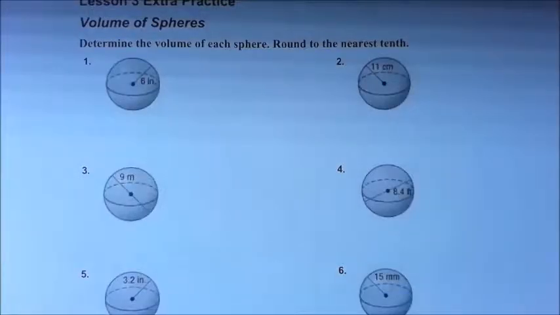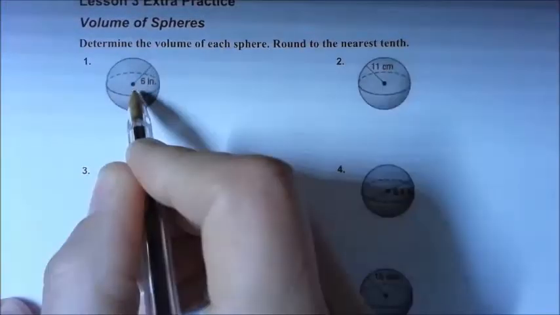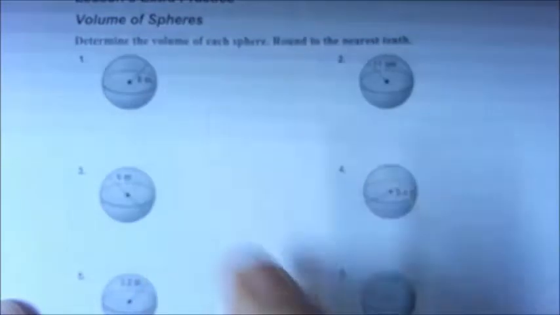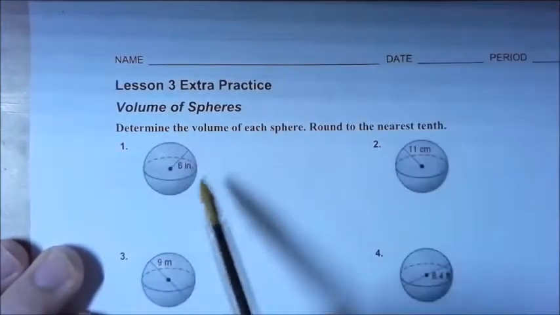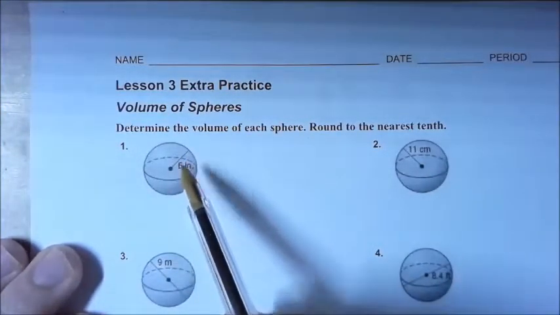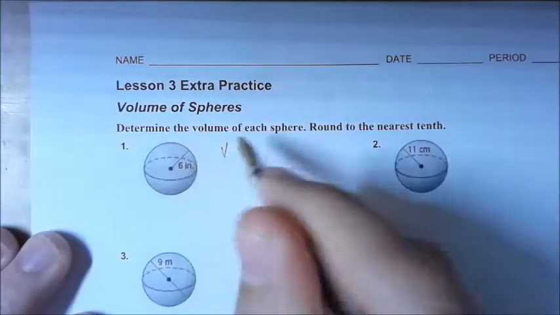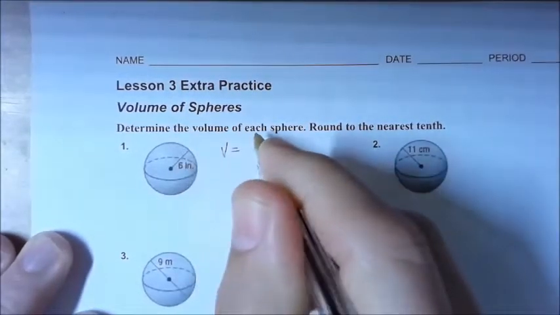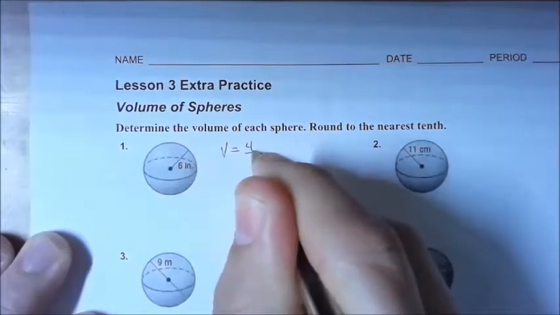In this lesson, we're going to be finding the volume of a sphere, and our formula for the volume of a sphere is V is equal to 4/3 times pi r cubed. So we're going to start off by looking at number 1. Notice that it shows right here what my radius is, and my radius is 6.